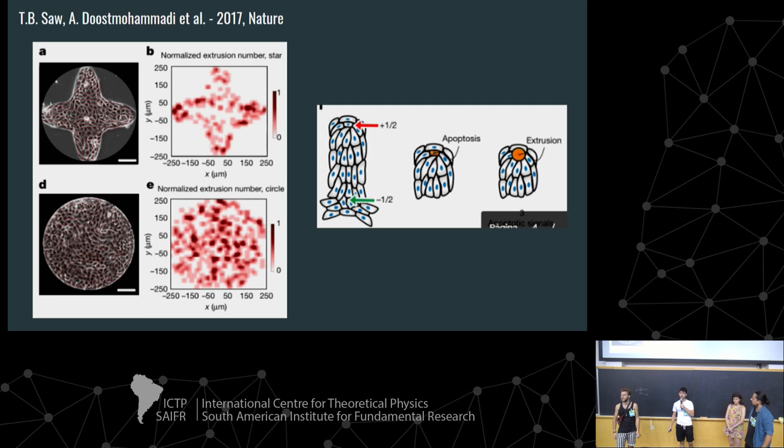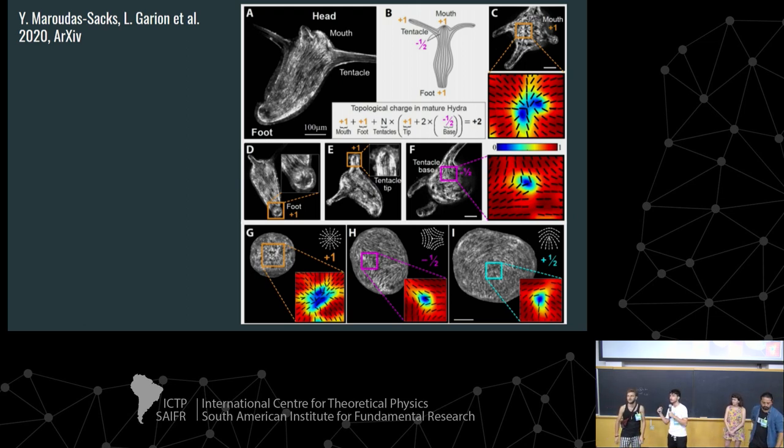So this is the first paper we went through, and it's more like an in vitro experiment. And the second one is very nice because they take those ideas of topological defects and apply them to an in vivo model system. That's the Hydra. It's a very small animal, about 1 millimeter in size. It's a sea animal that has the ability to regenerate itself. So it's a worldwide model for morphogenesis. And they show that the topological defects in the formation of the Hydra are related to the morphological structures of the animal, like the foot, the mouth, or the tentacles.